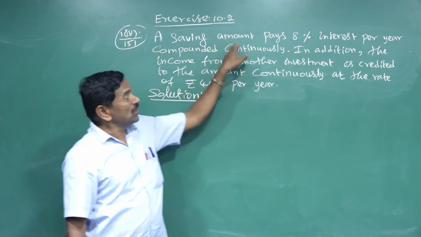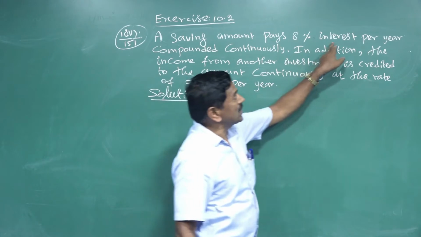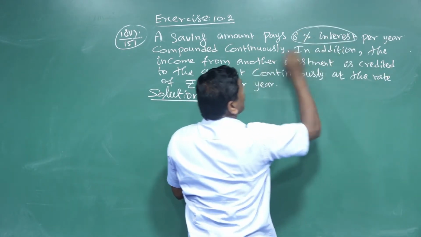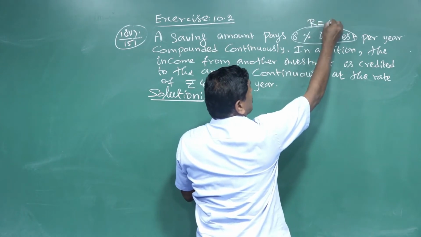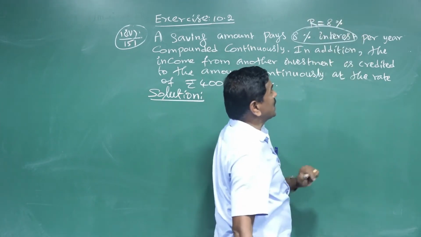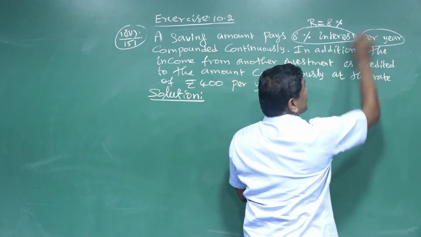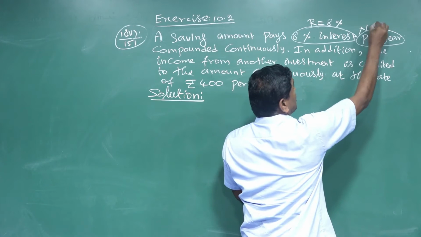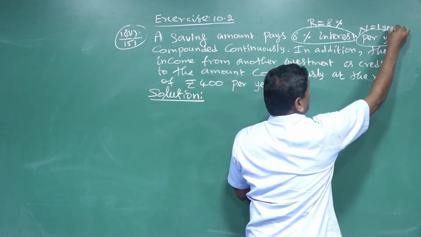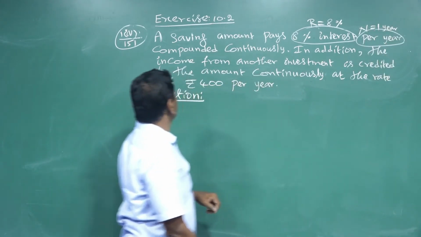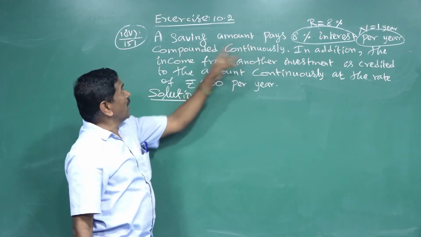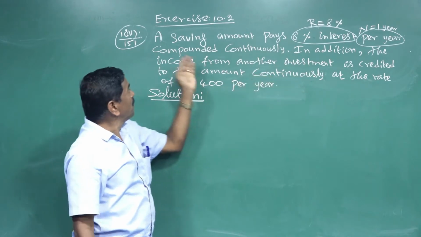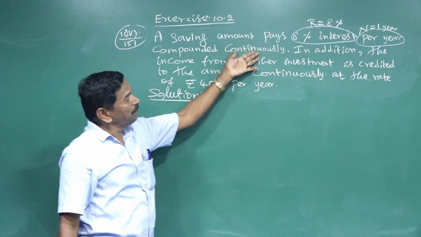A saving amount pays 8% interest per year. Here 8% interest, therefore rate of interest R is equal to 8%. Next, per year means 1 year. That means number of years N is equal to 1 year. Compounded continuously. Again, a saving amount pays 8% per year, compounded continuously.